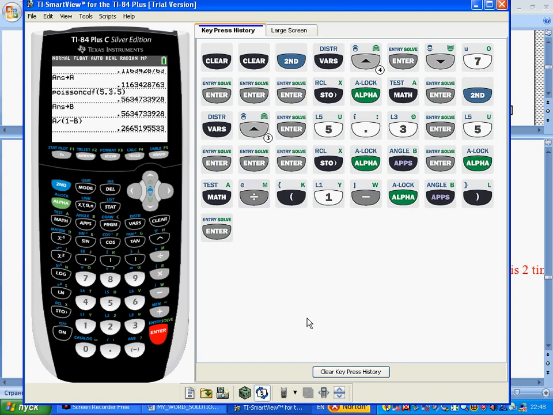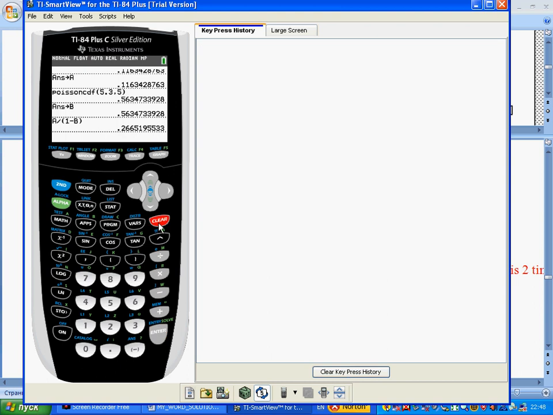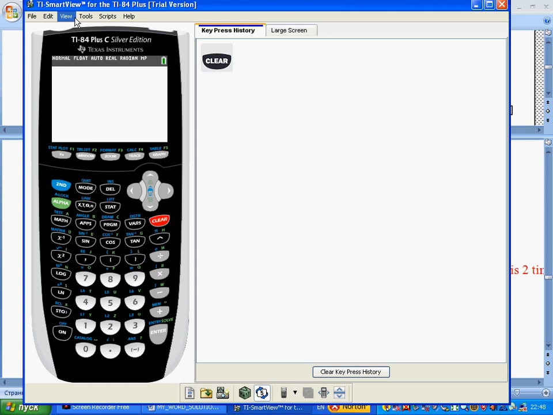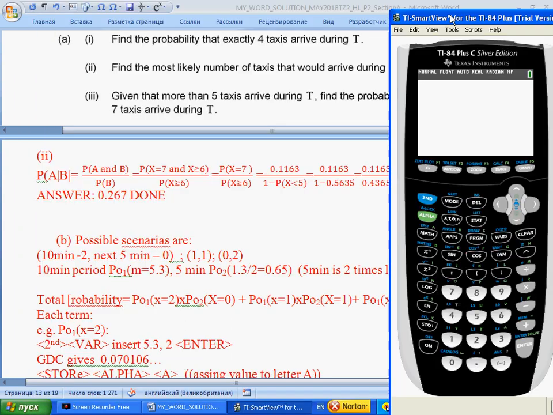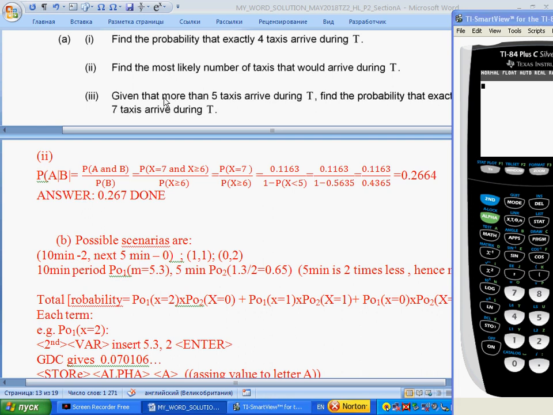Key press history. You can look at it. I clear this one. Clear it. Right. Okay. Let's go further.